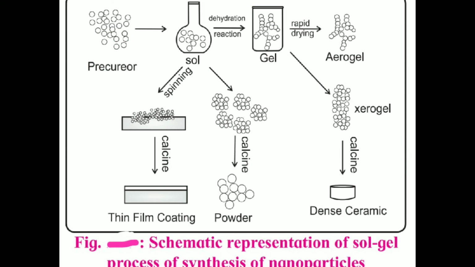Now in this figure there is a schematic representation of the sol gel process for the synthesis of nanoparticles. For this, first we require the precursor, then it is converted into the sol, then by the dehydration process the sol gets converted into the gel. By rapid dehydration it can be converted into the aerogel, and then we get the dense ceramic, then thin film coating or powder form.